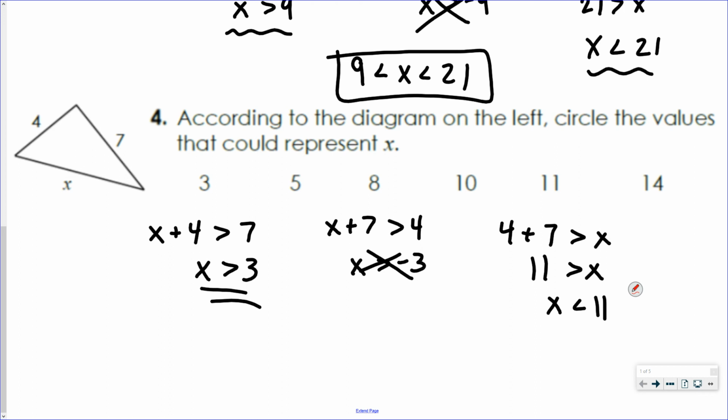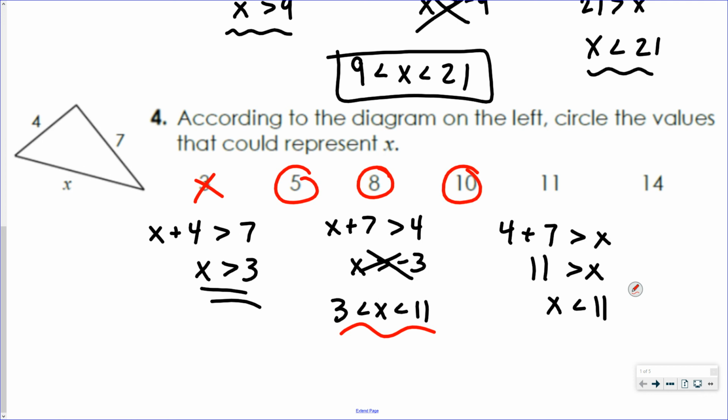So if you wanted to write this as a statement, you could. X has to be in between 3 and 11. So let's circle which possible values it could be. Could it be 3? No. 5? Yes. 5 is in between 3 and 11. 8? Yes. Also in between. 10? Yes. 11? No. Can't be equal to it. 14? No. Okay. You guys are so smart.